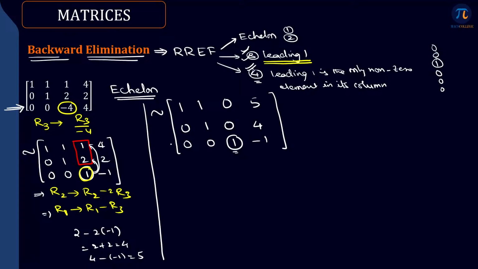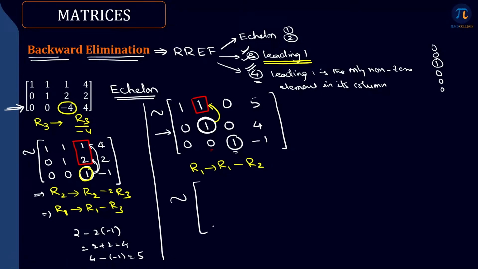Now we move on to the next non-zero row, and first make the leading element 1. Luckily, it is already 1. If it is not 1, you have to make it 1. Once it is 1, the element above it must be made 0, because it is the only non-zero element in its column. The element below it is already 0, so we have to make this element 0 using a row operation. How to make it 0, sir? Simply using this, you have to make it 0. How? R1 is R1 minus R2.